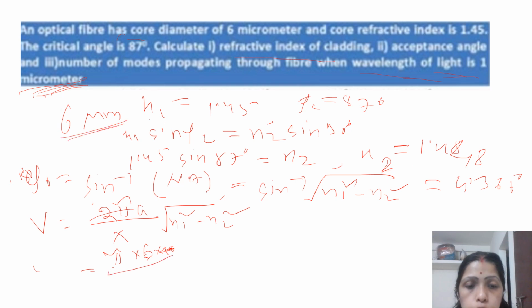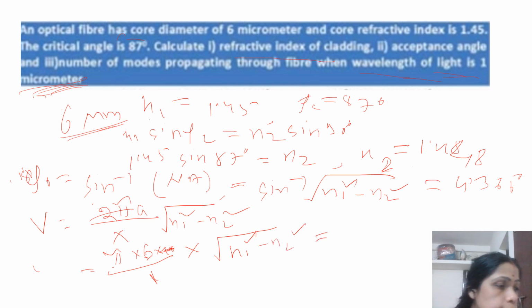Here the wavelength is 1, and this value you know, the n1 squared and n2 squared. From here you can calculate the V number, and it will be 1.435. It is not required to convert the unit, since it is 6 micrometer and 1 micrometer. Instead of 2a, I have written 6 because the diameter is given.